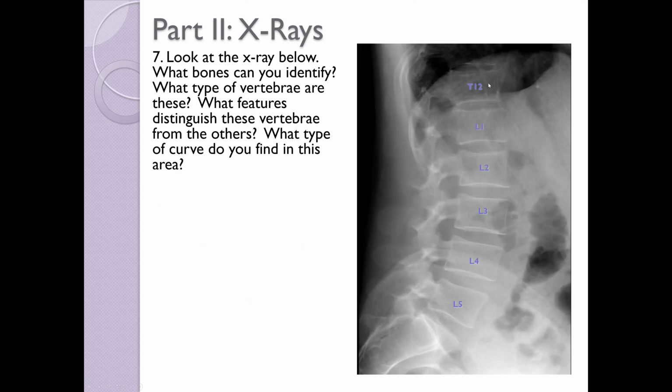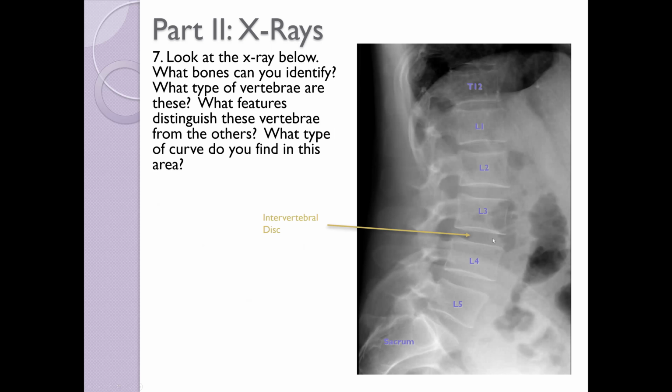We also can see T12 at the very top of this image, so that's the 12th thoracic vertebrae. And then we can also see the sacrum down here. And the sacrum, remember, consists of 5 fused vertebrae labeled S1 to S5.